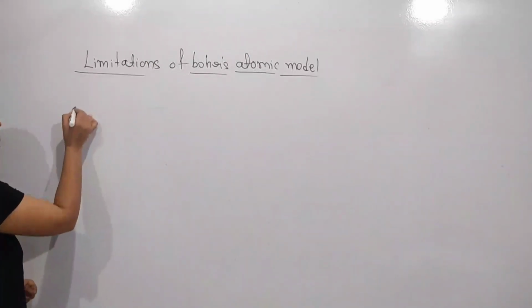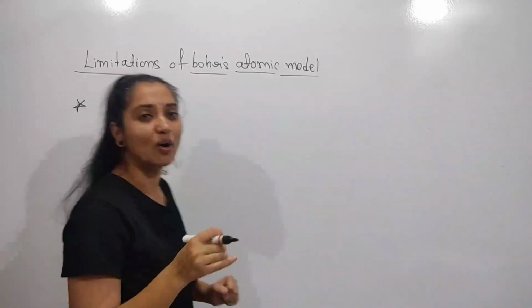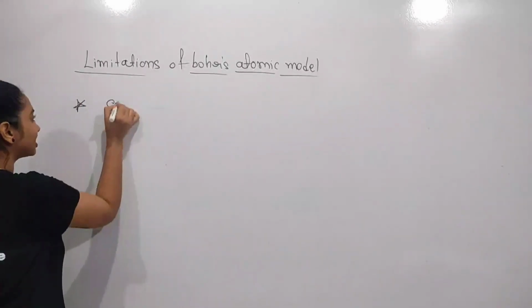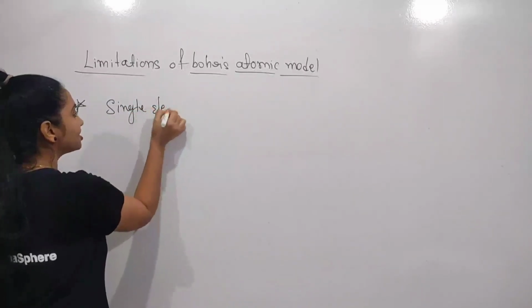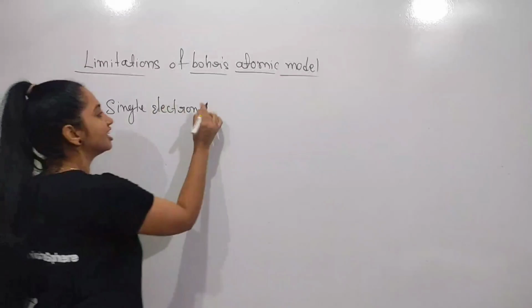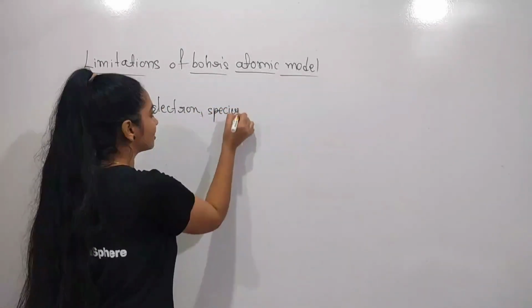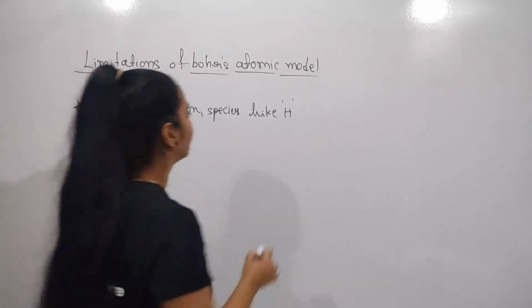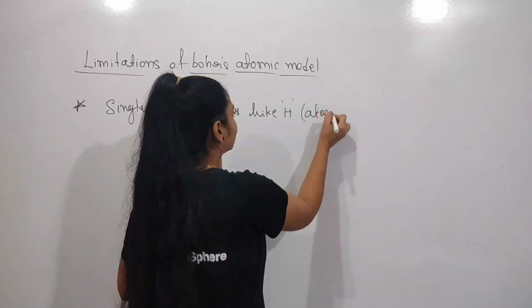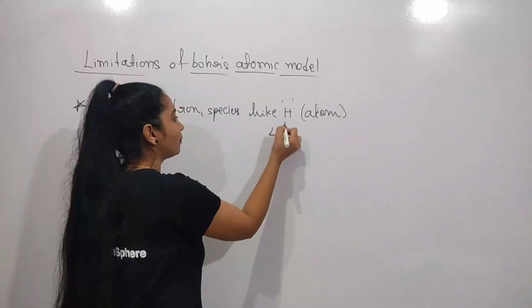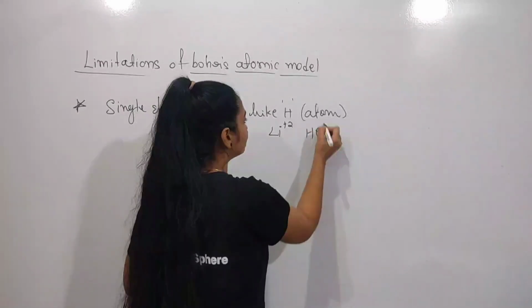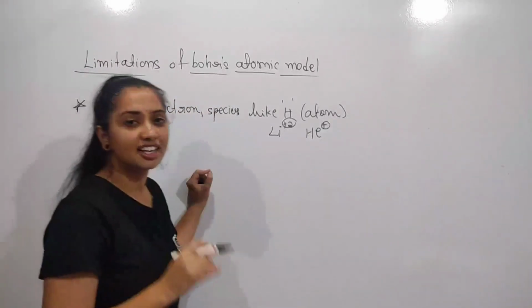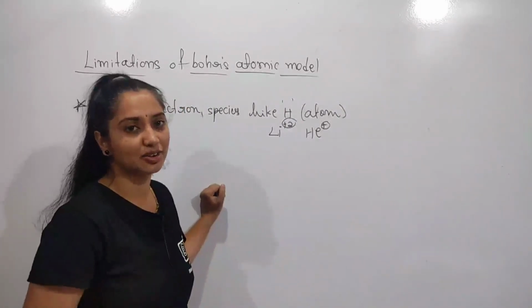So see here, his first limitation or first drawback, I already told you: Bohr explained only single electron species. What does single electron species mean? Hydrogen-like atoms, like the hydrogen atom, Li plus 2 and He plus. So only this type of single electron species he can explain by his model. He can't explain multi electron species like atoms.